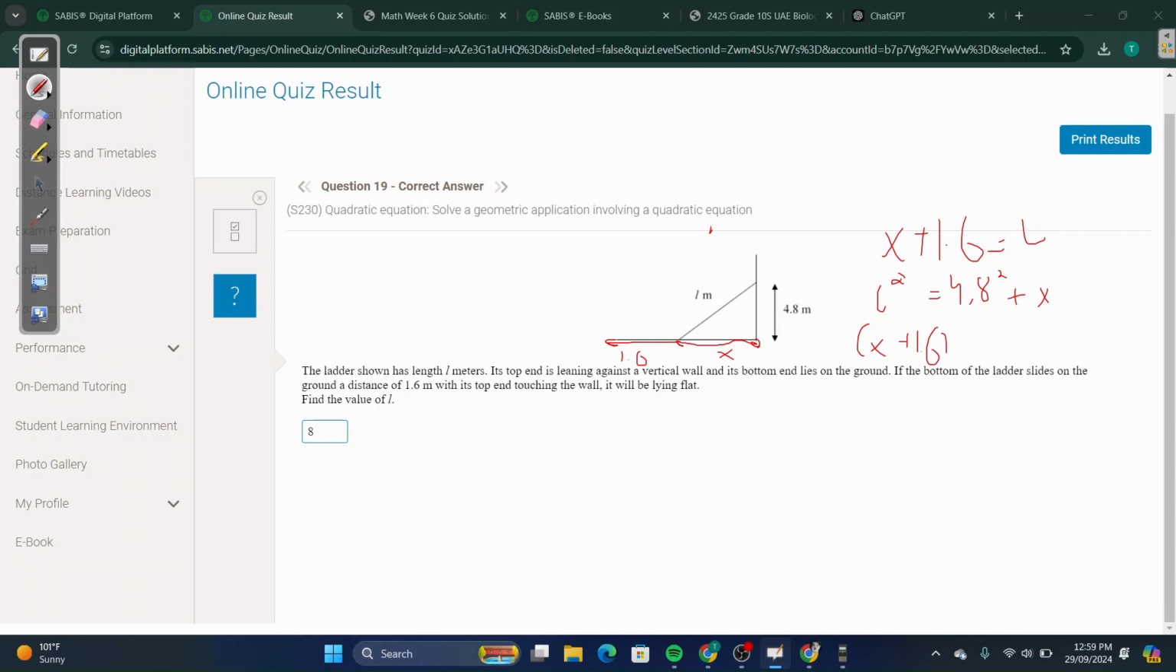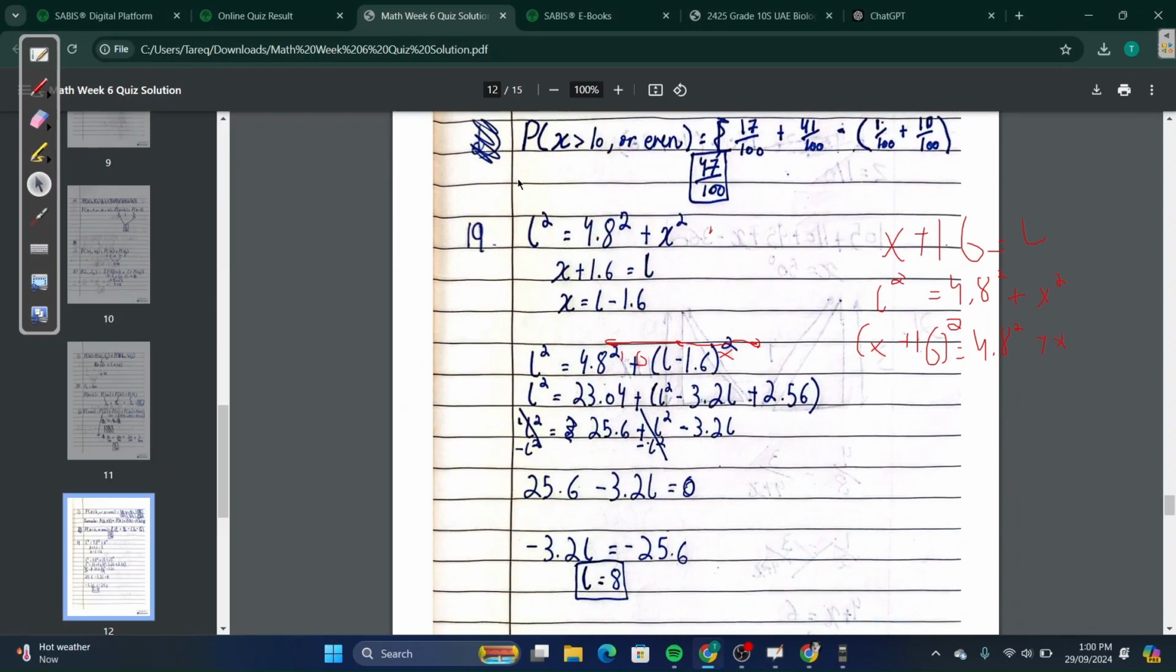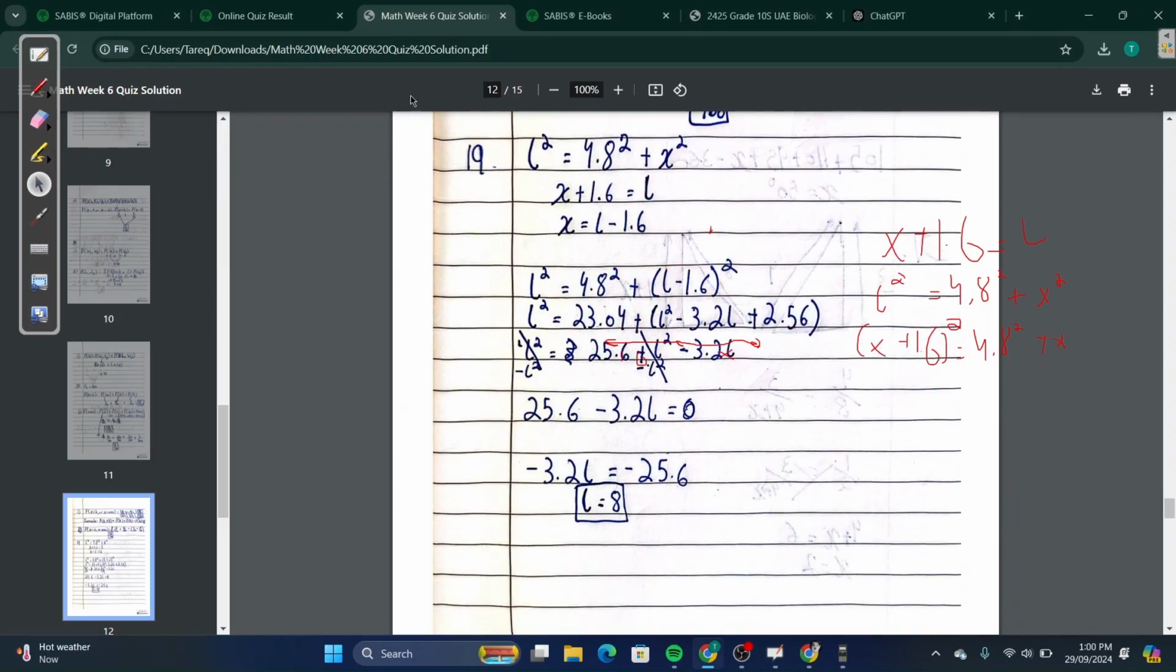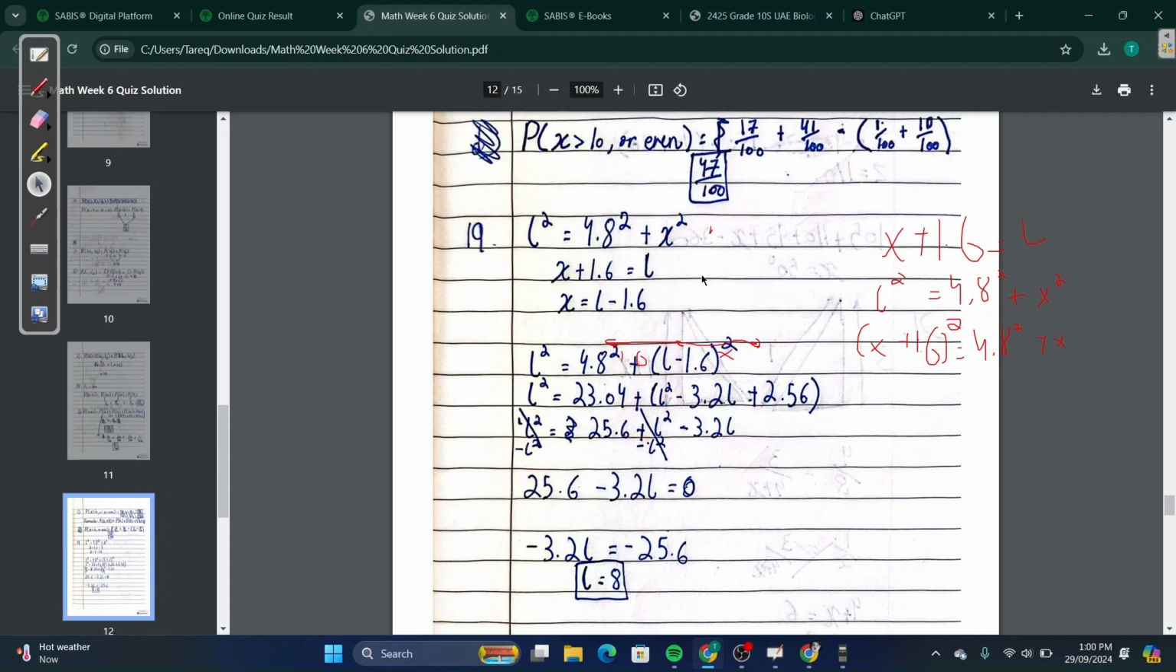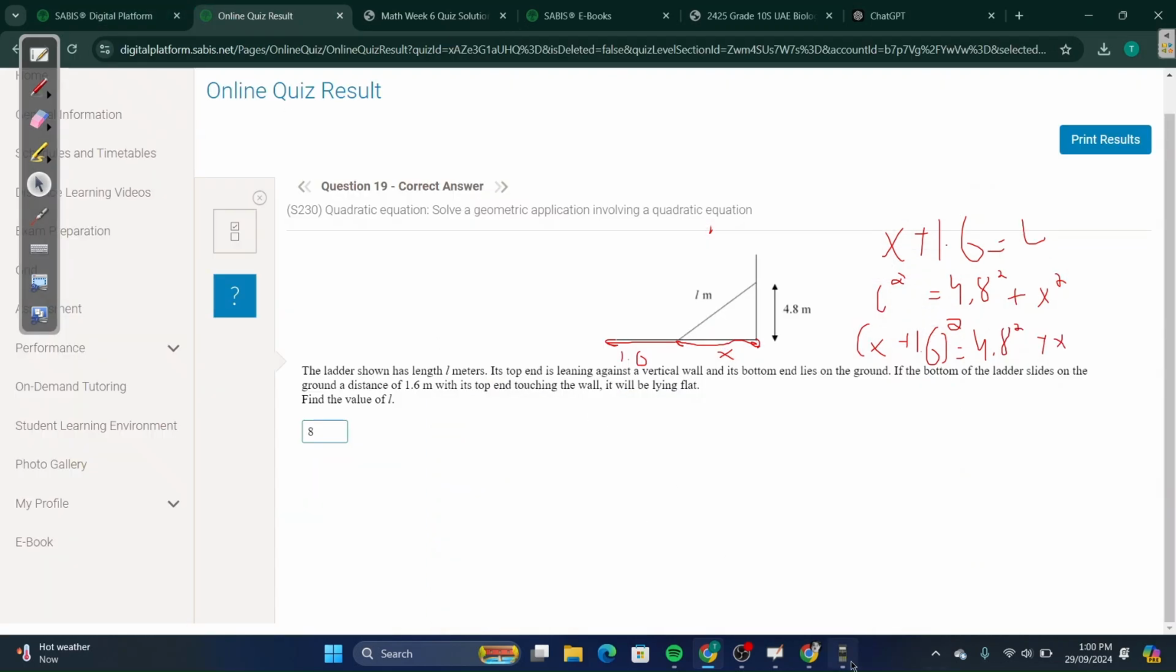So x plus 1.6 squared is equal to 4.8 squared plus x squared. Oh, this is x squared, sorry. Okay, this is squared again. So now you put this on a calculator. I did it on paper just to explain to you guys on the PDF. As you can see, it's going to take a while if I do it on paper. So I'm going to solve it on a calculator, and if you want to see how it's done on paper, you can check here. Either way, this can be done on a calculator and it's so much easier.